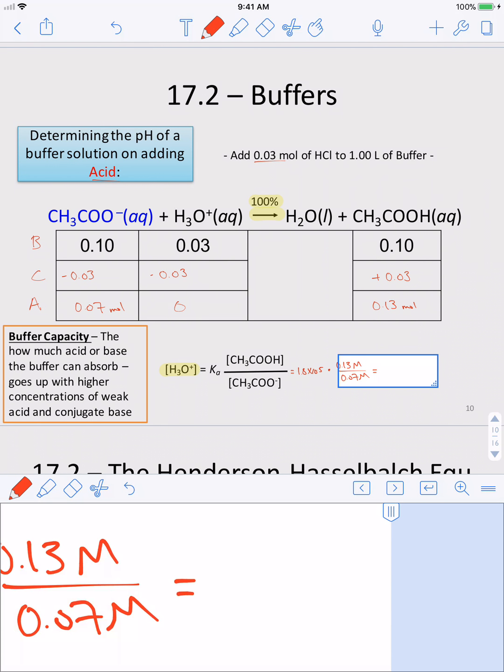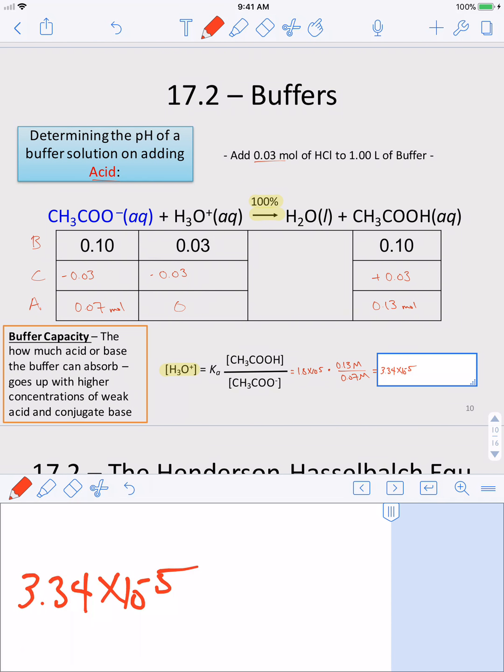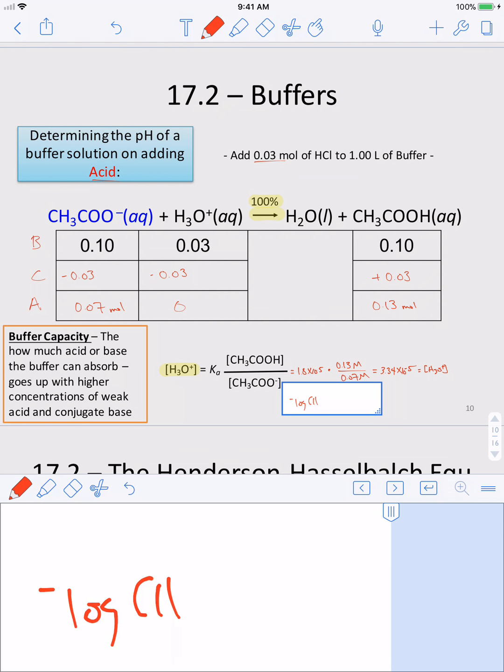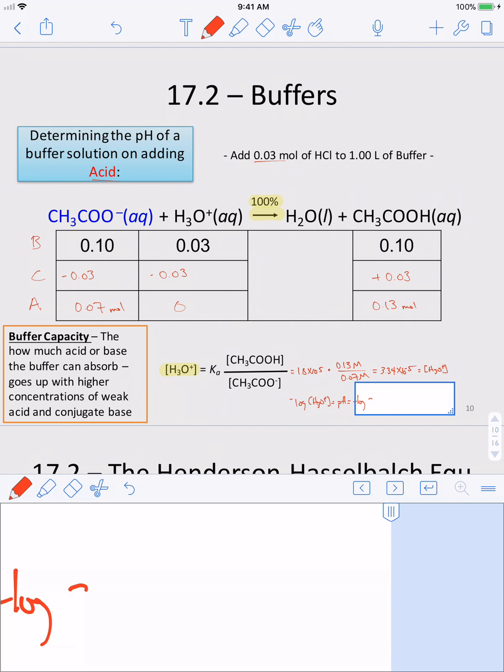We calculate this. This is 3.34 times 10 to the negative 5. That is equal to the H3O plus concentration after neutralization. Negative log of H3O plus is the pH. So pH is 4.48.